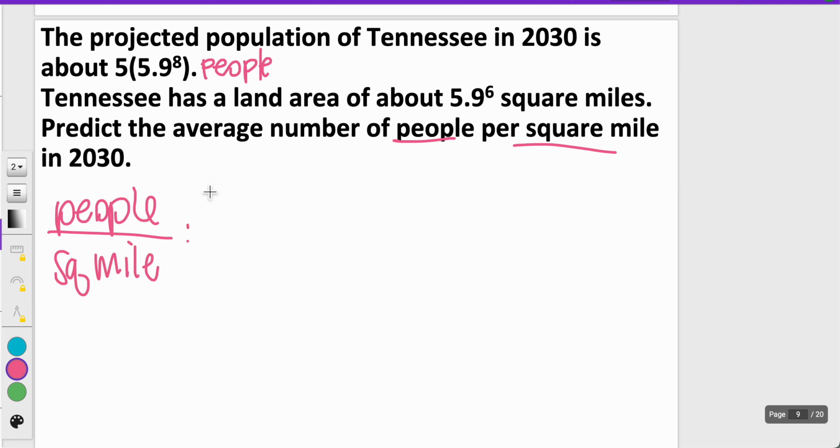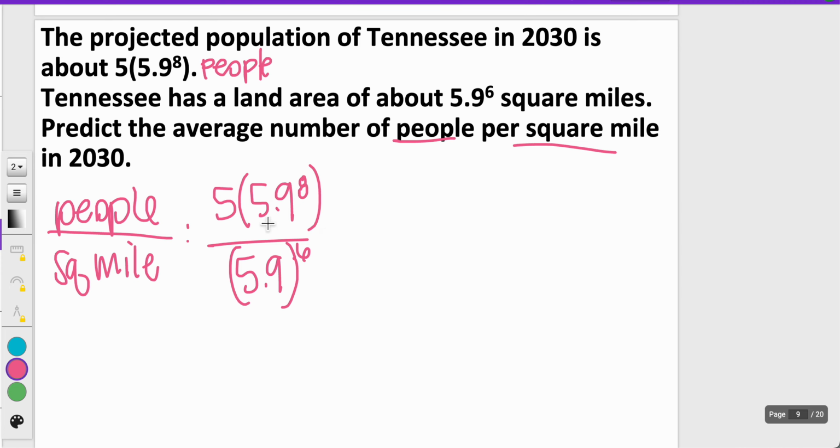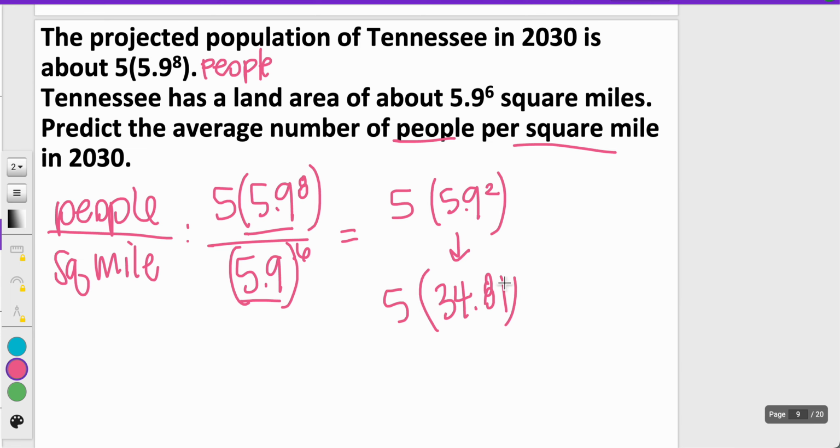So the first thing I'm going to do is write my number for people. 5 times 5.9 to the 8th on the top. Square mile is 5.9 to the 6th on the bottom, okay? The only thing I can subtract right now is the things that have 5.9. So 5 still stays the same, but 5.9 to the 8th minus 6 would be 5.9 to the 2nd. Then you can go ahead and start simplifying this. 5.9 to the 2nd is going to give me about 34.81, and then I'm just going to multiply that by 5.